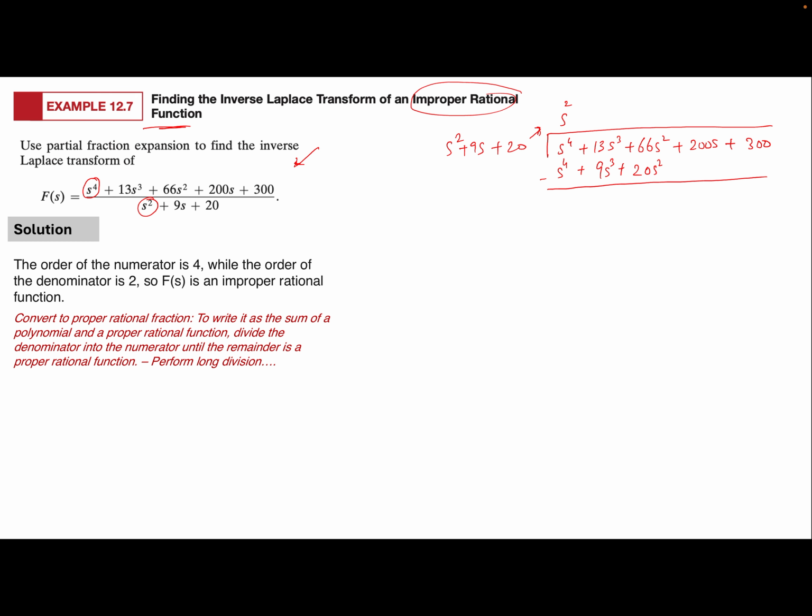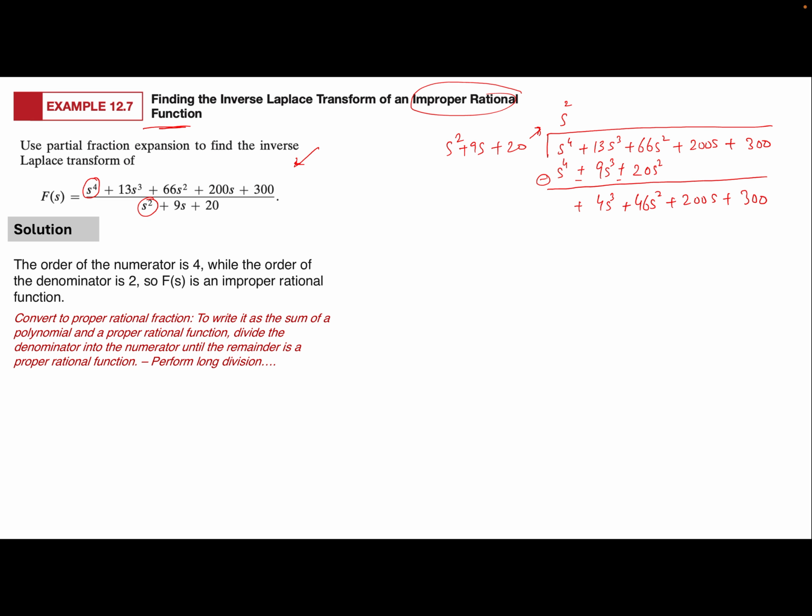You will be left with 13 minus 9, 4s³, plus 66 minus 20. So you have to subtract everything. Once you do that, 66 minus 20, 46s² + 200s + 300. Nice? Okay. Now let me do it again.